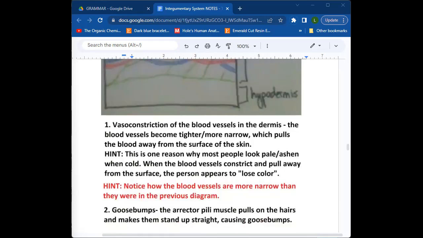And then this is actually one reason why some people may look pale when they're cold, is because of that vasoconstriction. As it is pulling away from the surface of the skin, the blood vessels become less visible. And so because they become less visible, then like I said, it makes the person seem pale.